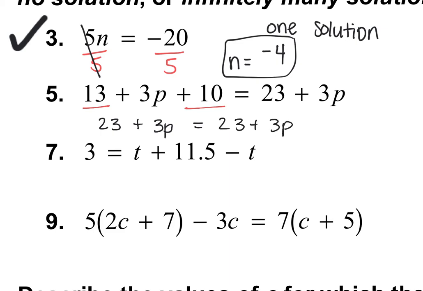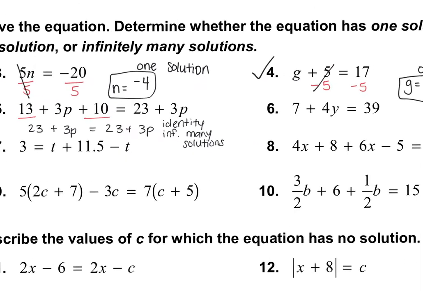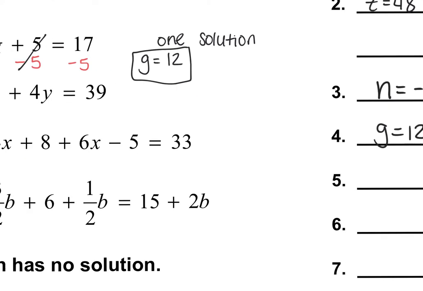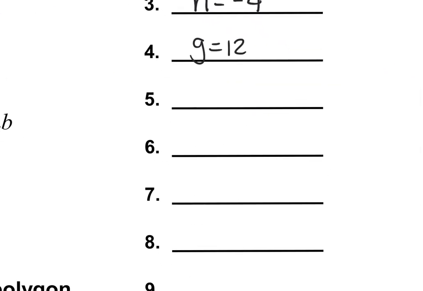Now, if you notice, there's the exact same thing on both sides. This is what we call an identity. So there should be infinitely many solutions. Okay? p could be anything, and this equation would be solved. So over here, next to number 5, infinitely many solutions.